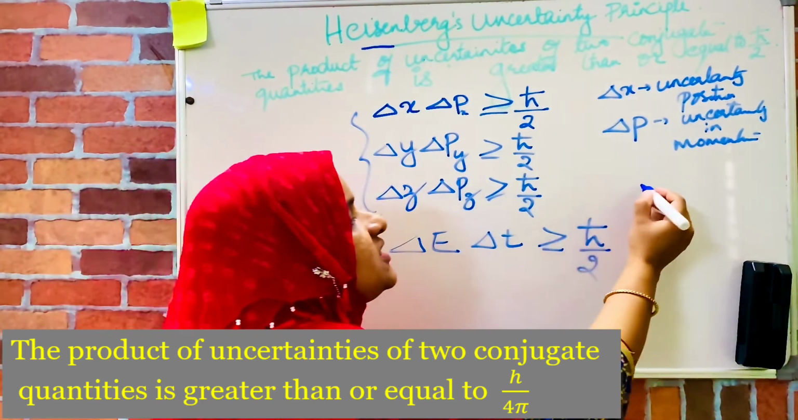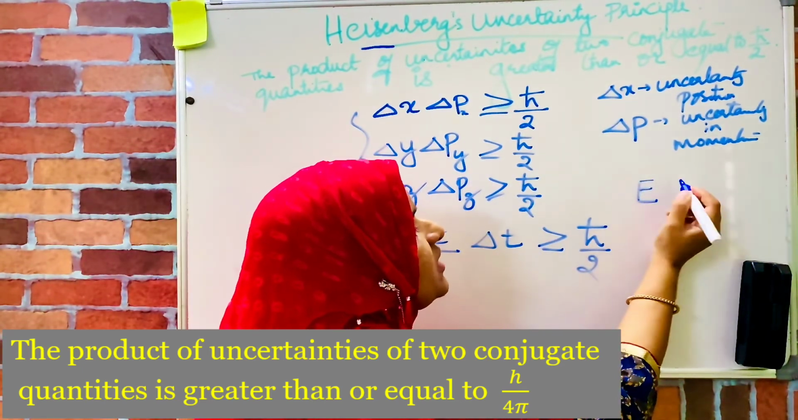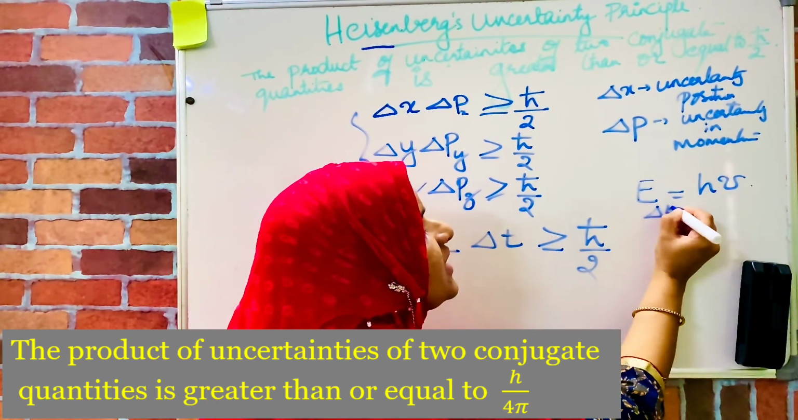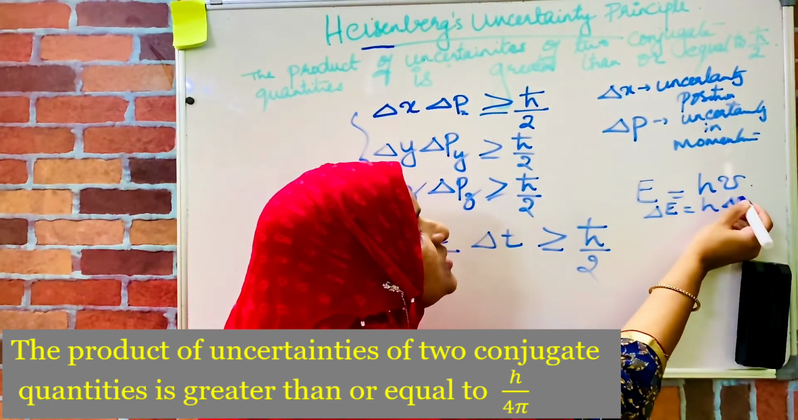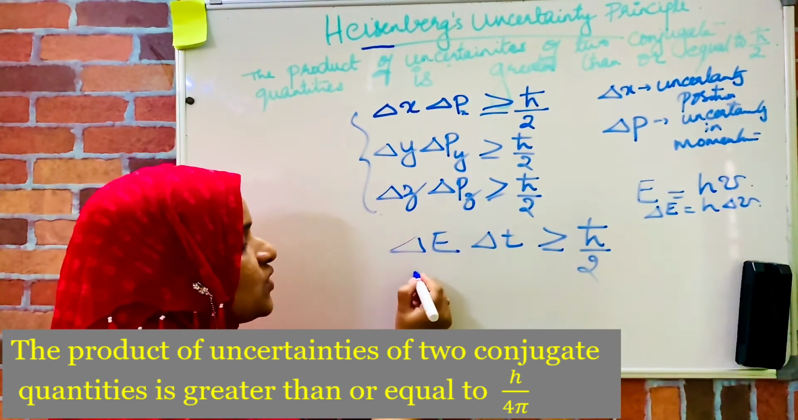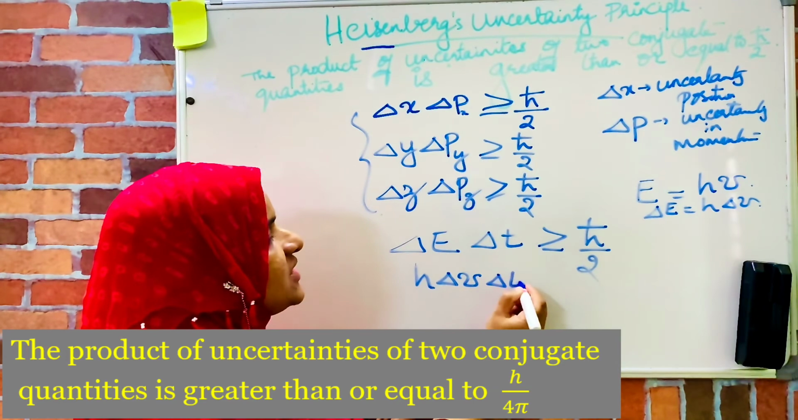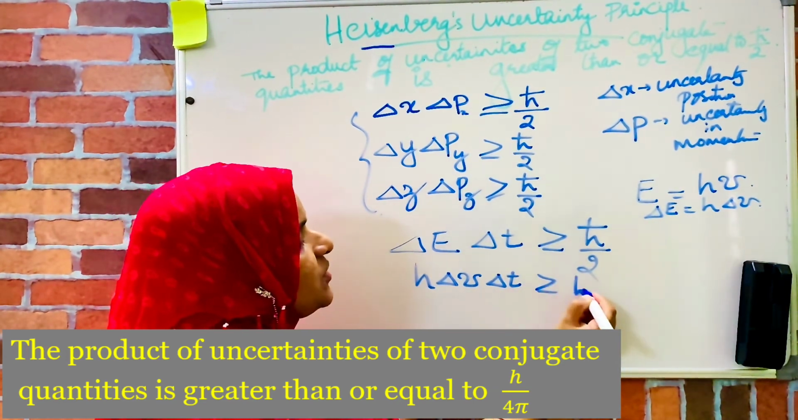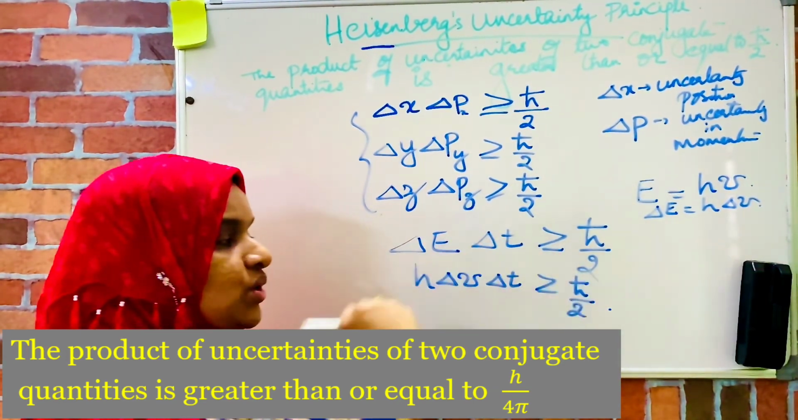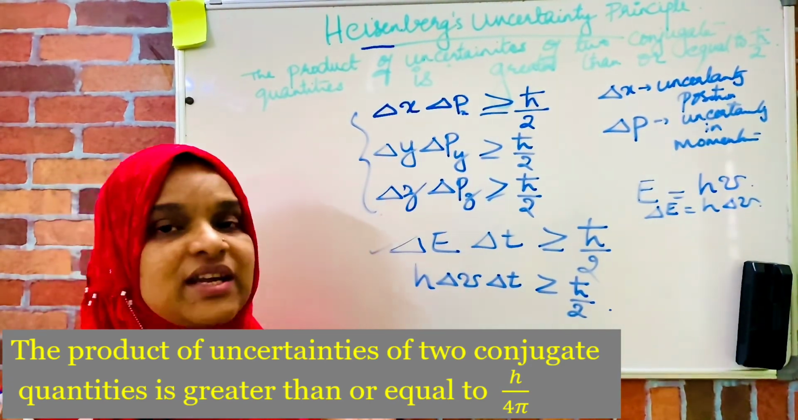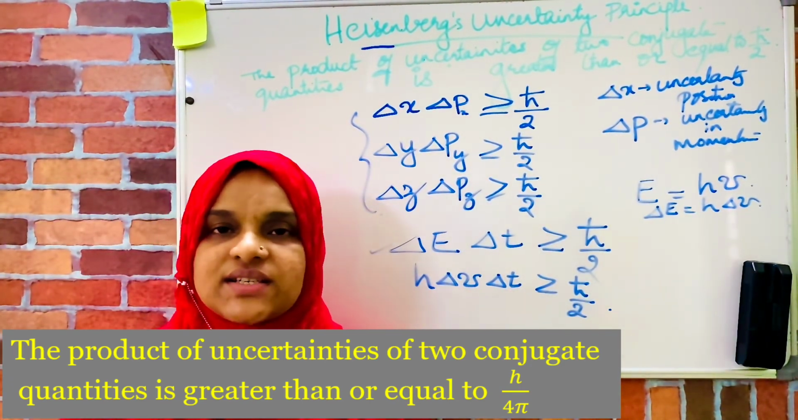Here, we know that the energy of a quantum of photon is E equal to h nu, so we can write delta E is equal to h into delta nu. So this can also be expressed as h delta nu delta T greater than or equal to h cut by 2. This is the mathematical representation or mathematical statement of Heisenberg's uncertainty principle.